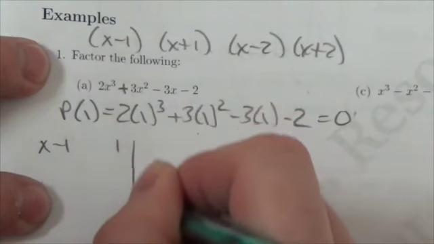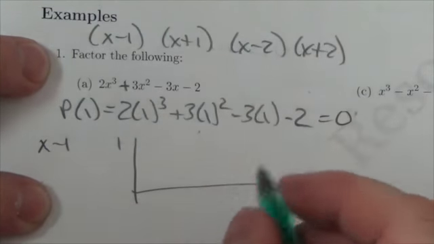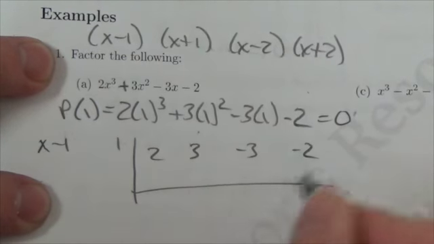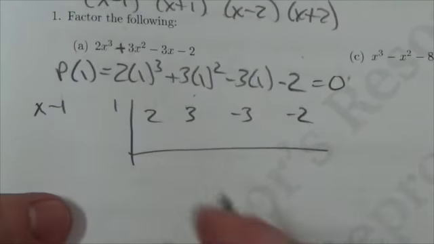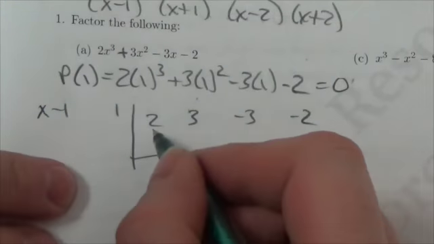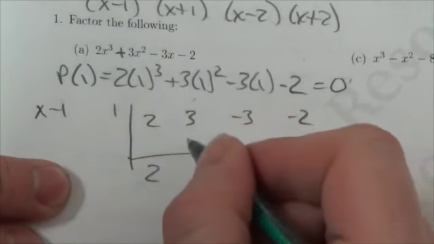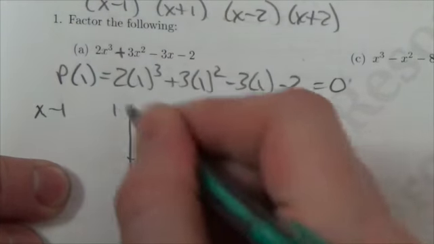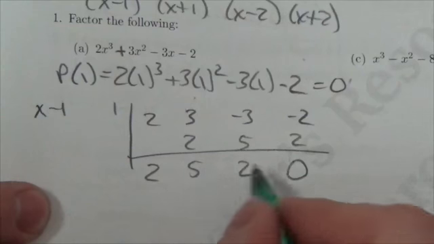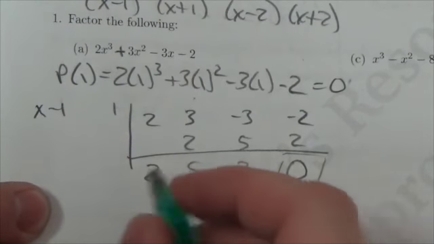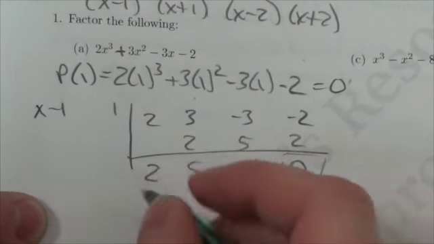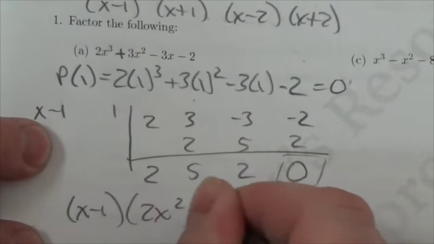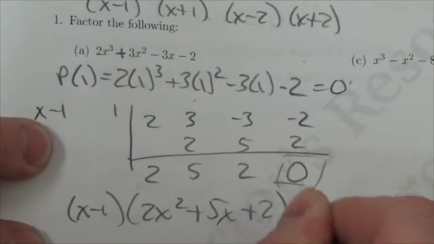So now what I'll do is I'm going to go to my synthetic division. I'll plug in my coefficients there, and I'll just do the division here. So bring down the 2. I'm going to multiply and add, multiply and add, multiply and add. And so now that's my remainder here. And I'm going to end up with this as my quadratic, so this will be x minus 1. Don't forget about that factor, times 2x squared plus 5x plus 2.